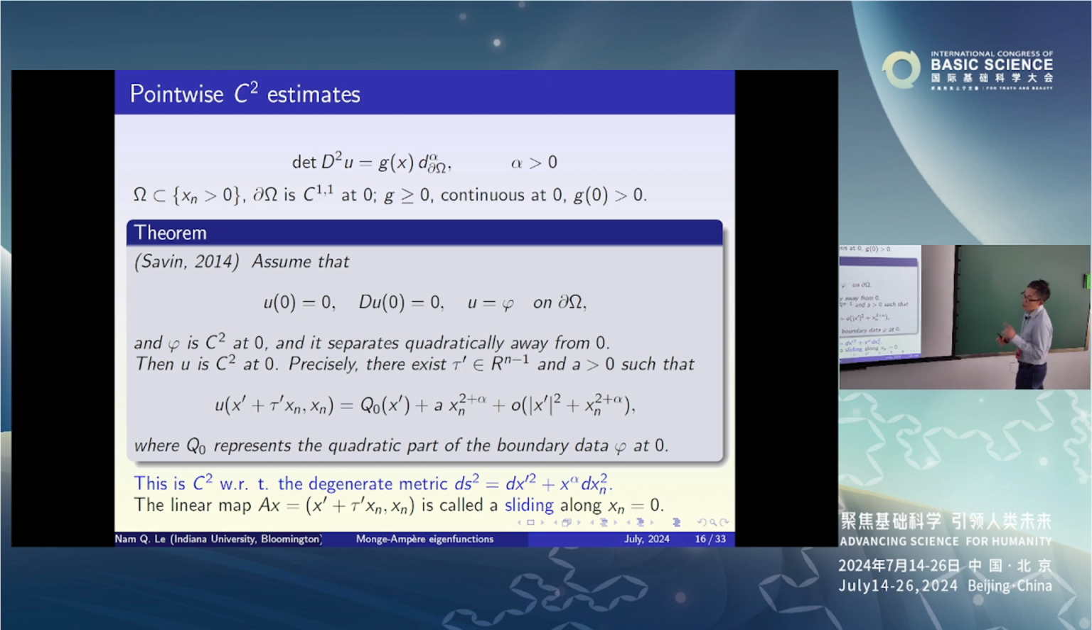So actually, this is not only about the pointwise C2 estimate, but it's the C2 estimate with respect to the degenerate matrix. This is the degenerate matrix of the equation. And so this is a much stronger result than the C2 estimate for the Euclidean matrix. This is the degenerate matrix that will enter in our analysis later on. So you see that this is a very strong result. This is what I said before, the maps called slidings along x_n equals 0.